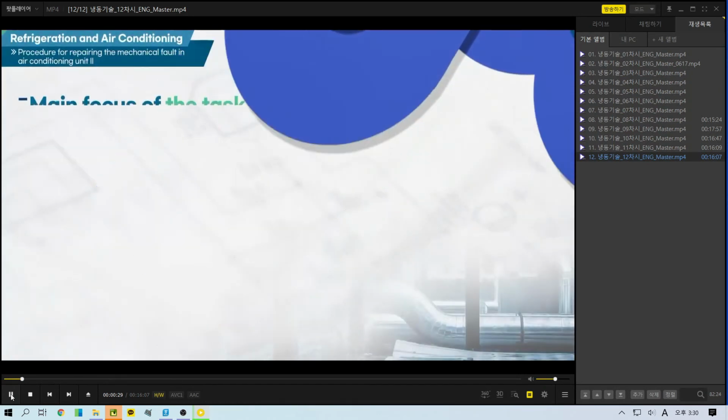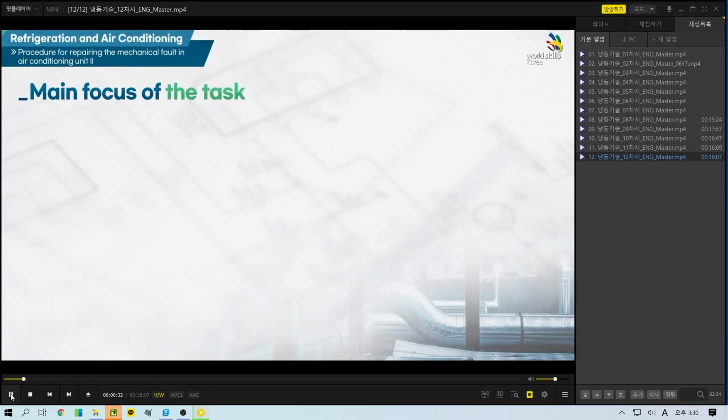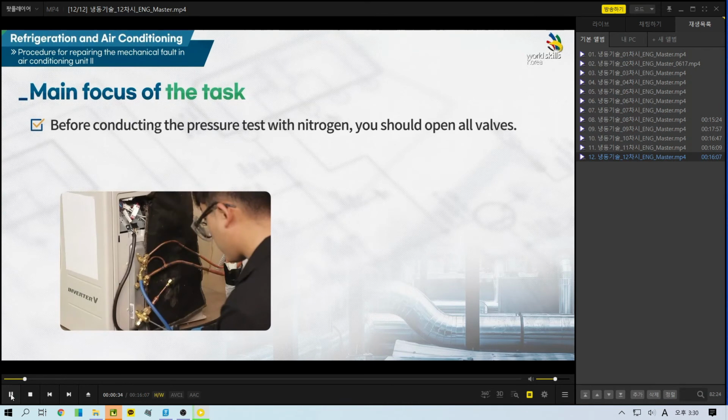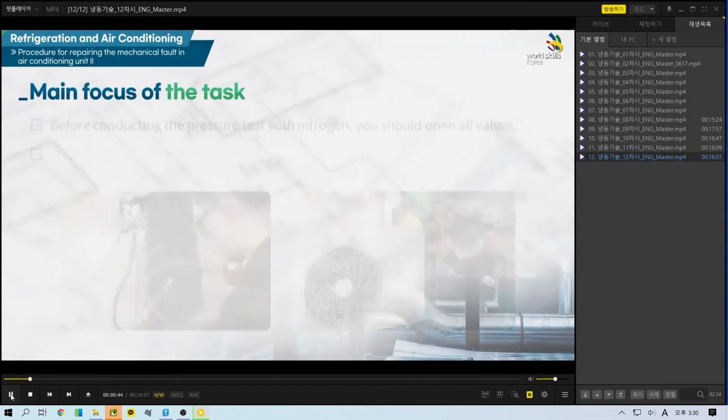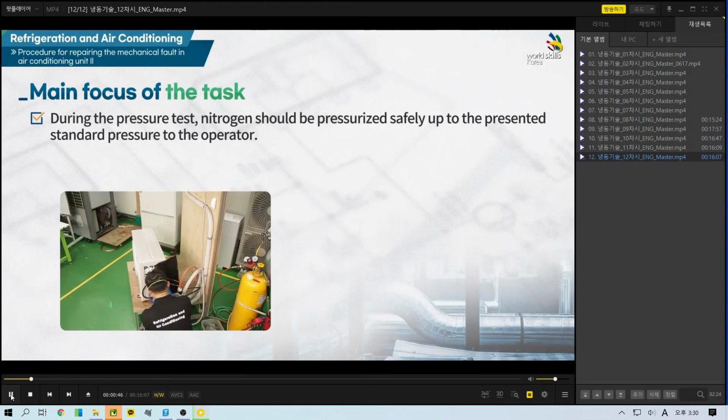Main focus of the task in this training is as follows. First, before conducting the pressure test with nitrogen, make sure to open all valves. Second, all safety and relief valves should be shut off during the pressure test. Third, during the pressure test, nitrogen should be pressurized safely up to the presented standard pressure to the worker.